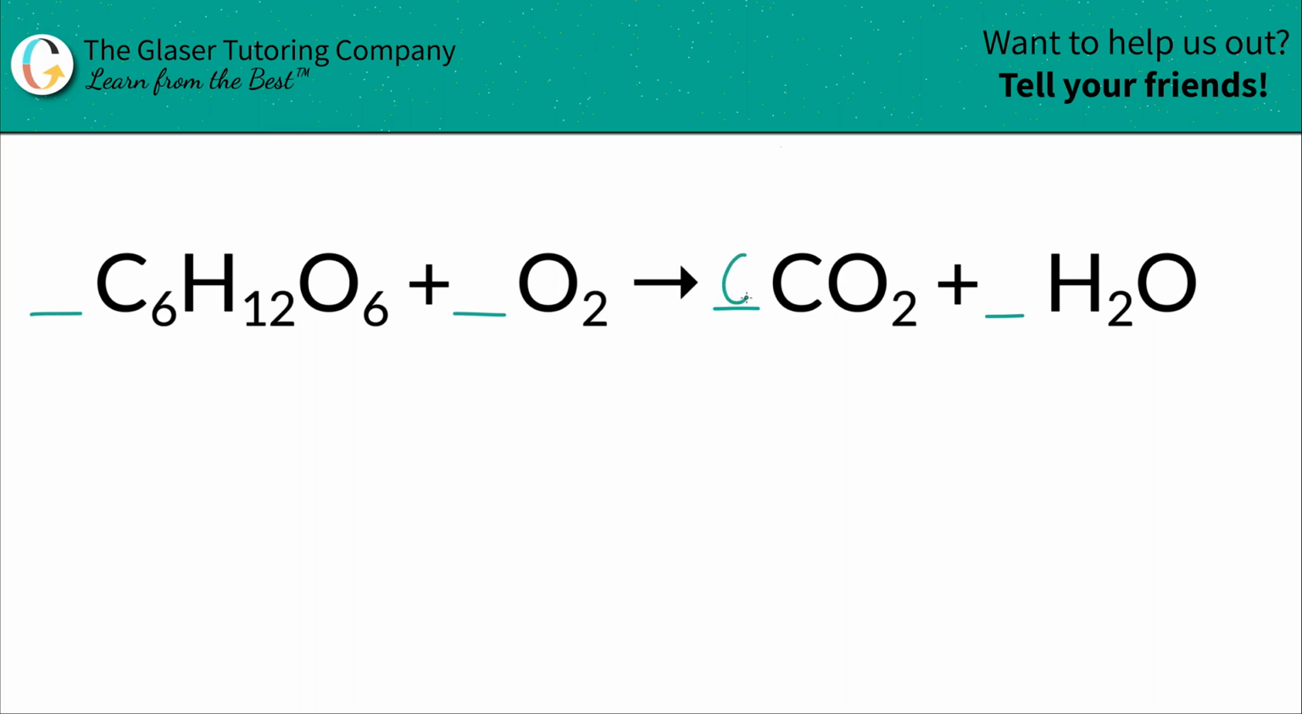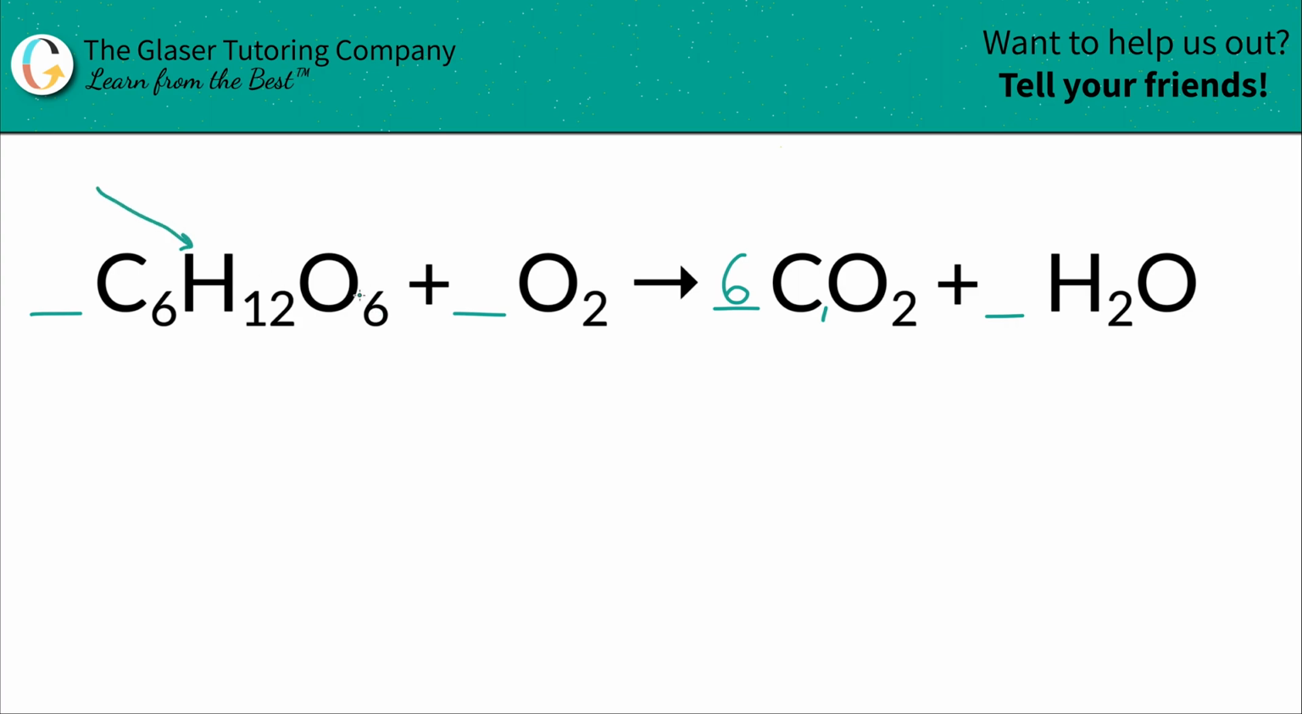So I need to place in a 6 here. Remember, you think multiplicatively. In other words, the coefficient multiplied by the subscript will tell you the total number of that particular atom. So you have 6 carbons now on the right, and you also have 6 carbons on the left, because if there's nothing there, it's assumed to be a 1. So 1 times 6 is simply 6. I'm going to leave it blank for now, though. Next, I would move on to the next element.